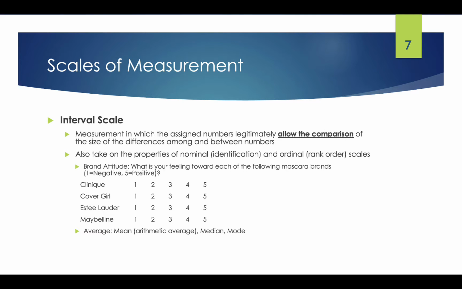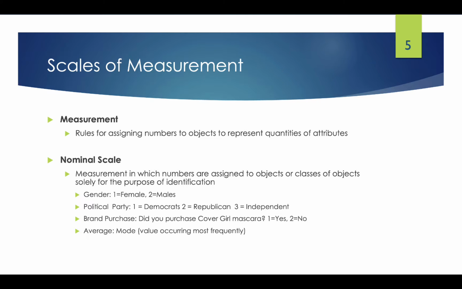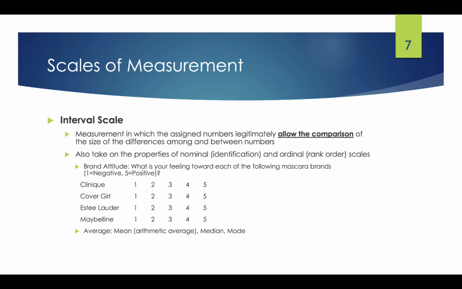Okay, an interval scale allows the comparison between the size of the difference among and between numbers. So it also takes on the properties of identification and rank order, your nominal and your ordinal. So let's look here. You could combine brand attitude. What is your feeling toward each of the following mascara brands? 1, 2, 3, 4, 5, maybe 1 being negative, 5 being positive. So you can take those brands that we did in the nominal scale, and you can number them here into an interval. So maybe an interval matters to you.